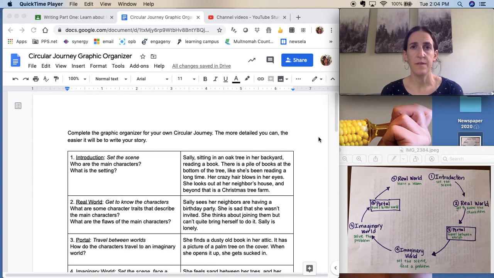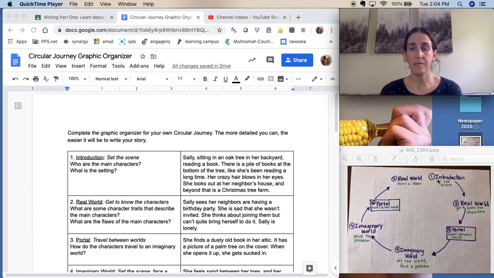Now that you know a little bit about the structure of a circular journey story and you have an idea for how you want to write one, you're going to complete a graphic organizer for your entire story, and it will have each of the 7 elements of a circular journey. The more detailed you can be in your graphic organizer, the easier it will be to write your rough draft.